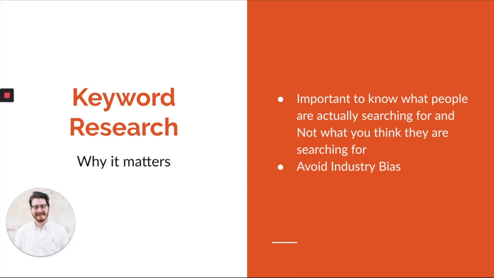One, it's important to know what people are actually searching for and not what you think they're searching for. By doing that, you can avoid industry bias. What do I mean by that? For example, we are a digital marketing company here at Nick the Marketer, and part of what we do is paid advertising. Internally and within the industry, we call it pay-per-click or PPC. However, anyone that would hire us would never go to Google and type in PPC companies in Birmingham, Alabama. They would go to Google and type in Facebook ad companies, Google ad companies in Alabama, and so forth, right?